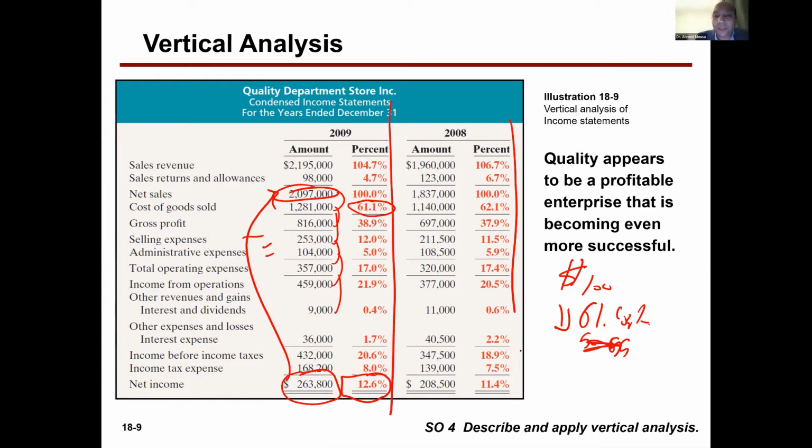What about 2008? In 2008, I made a net profit margin of 11.4% of the net sales. That means, if you do horizontal analysis and mix vertical and horizontal, that compared to my performance last year, I have made progress, because net profit was 11.4%, and this year I have made 12.6%.